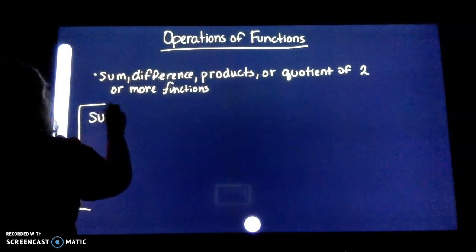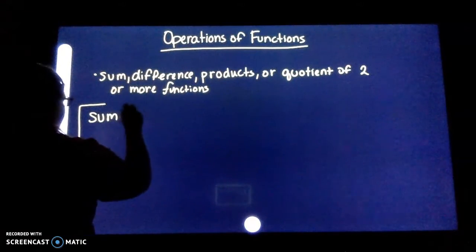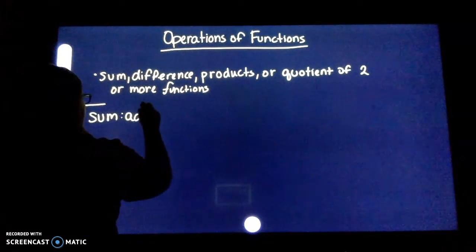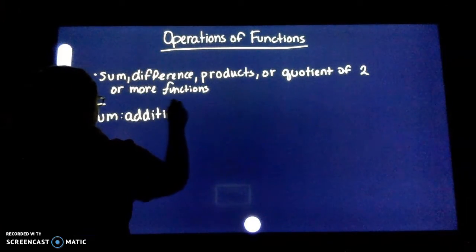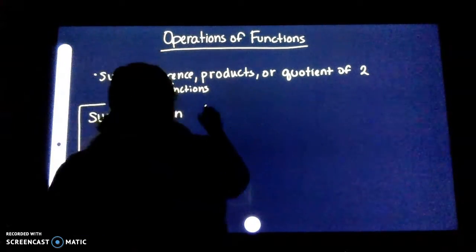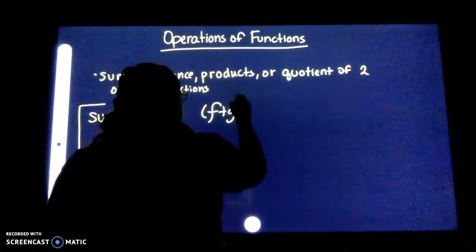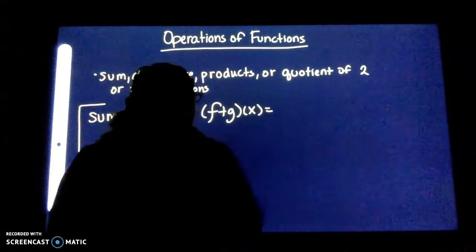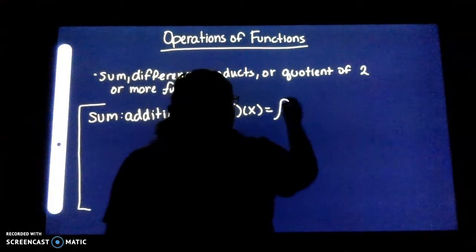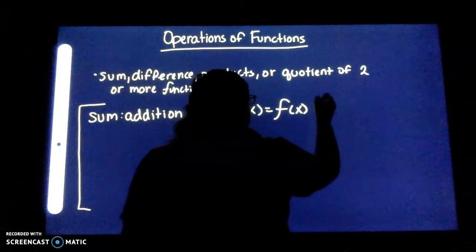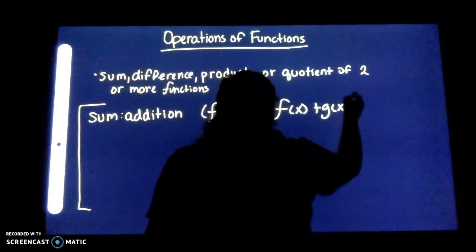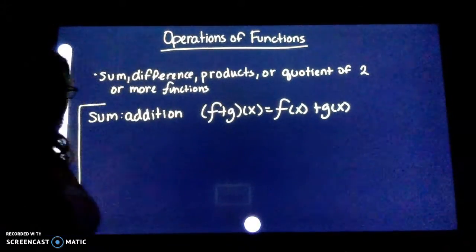So, for sum, which is addition, hopefully we all know that, if I am taking the sum of two functions, so f plus g of x, this is the same as taking the function solved at x plus the second function solved at x and adding their answers together.